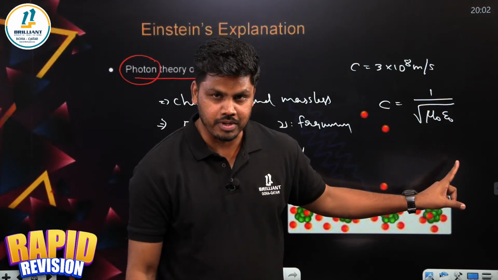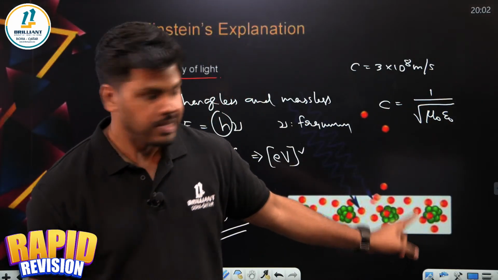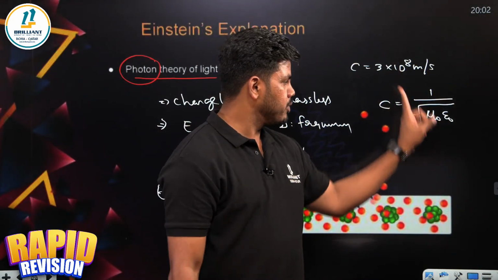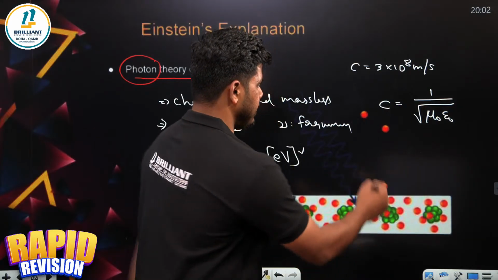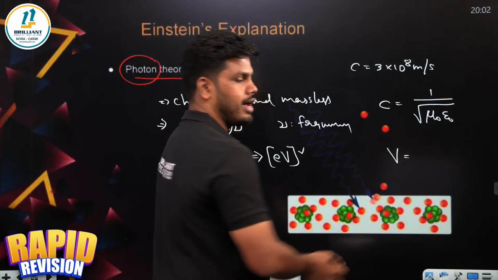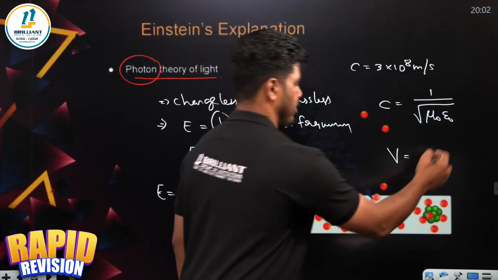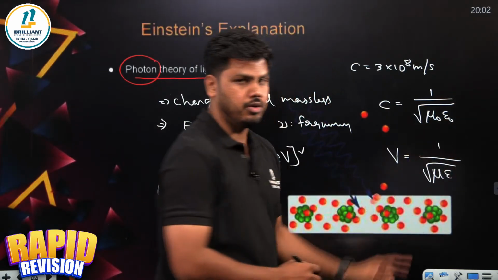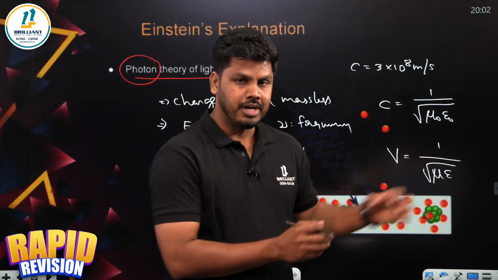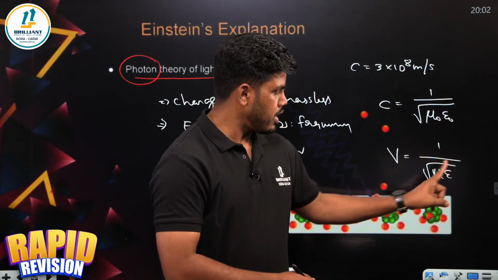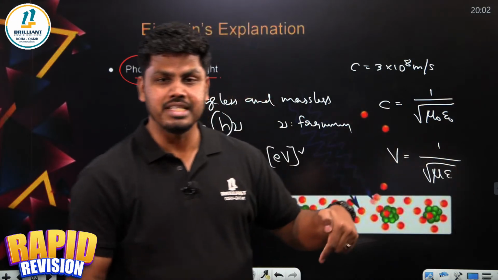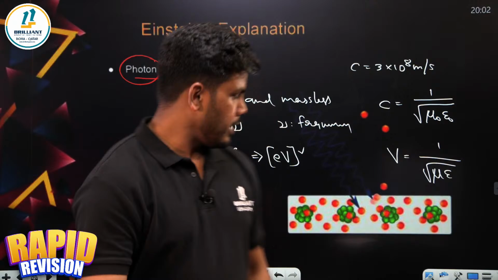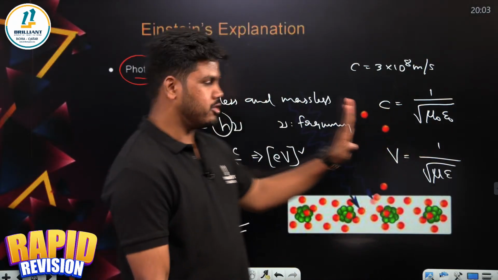We know what mu naught is. It is the permeability of vacuum. Epsilon naught is the permittivity of vacuum. So speed of light in vacuum will be 1 by root of mu naught epsilon naught. In any medium, the velocity of light, or velocity of photon, will be 1 by root of mu into epsilon. We know mu naught is reserved for vacuum, epsilon naught also for vacuum. Mu and epsilon are the permeability and permittivity respectively of that given medium. Okay, that is how we explain the properties of photon.